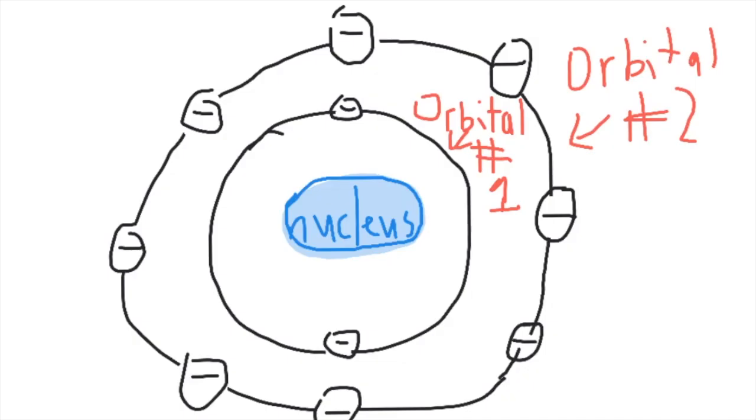Let's begin with valence electrons. Valence electrons are electrons found on the outermost orbital of an atom. These orbitals are also called shells or energy levels. In the first energy level, there are 2 electrons. The second and third energy levels each contain 8 electrons.